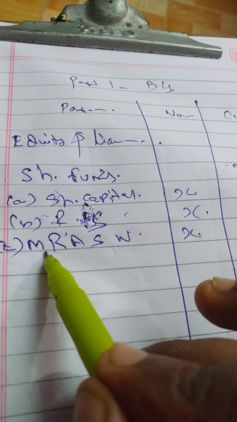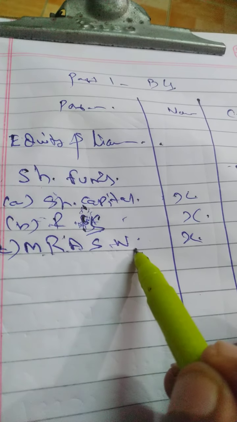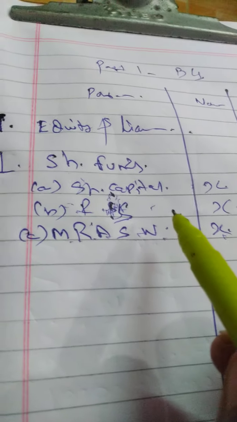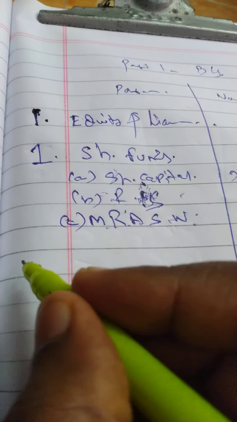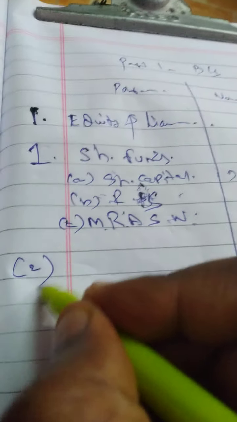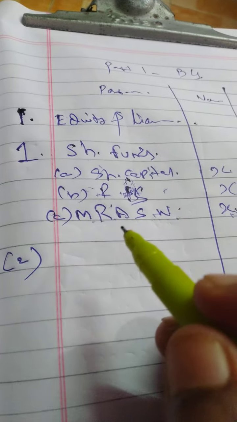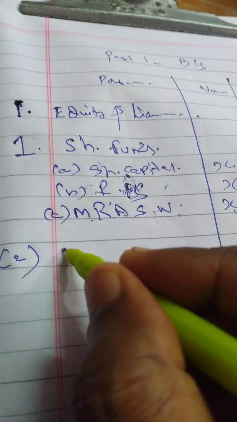Then the third item is money received against share warrant. This also we will discuss in detail. Okay. What is the next item? Now I am just presenting the balance sheet as per Schedule 3.